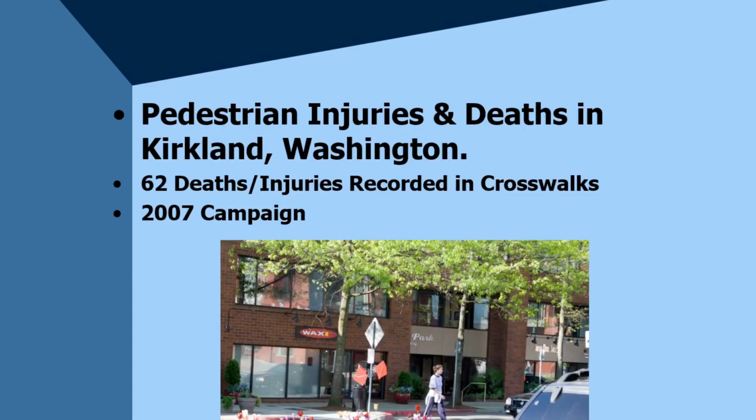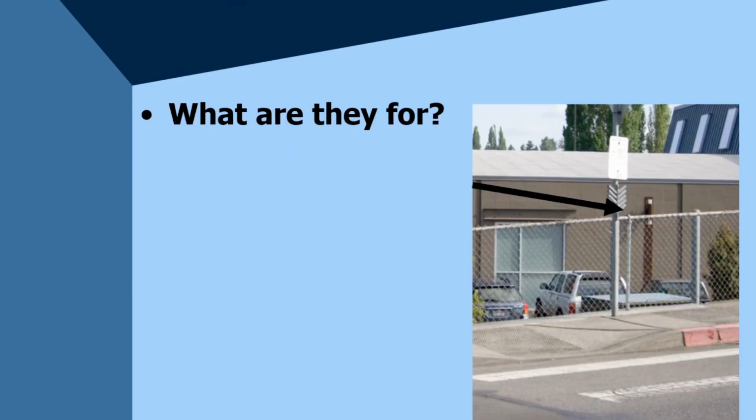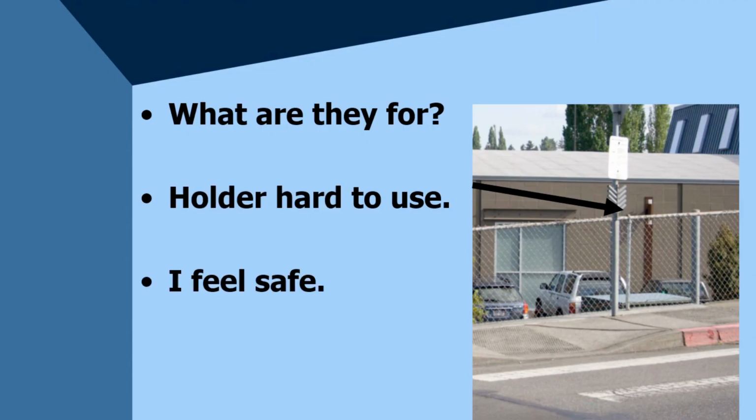An example of a product that was improved and created much better results was in pedestrian deaths in Kirkland, Washington, where there had been 62 deaths or injuries recorded in crosswalks, and they developed a 2007 campaign. Interviews determined these following barriers. What are the flags for? The holder is too hard to use. I feel safe. And by the way, there were no flags available.